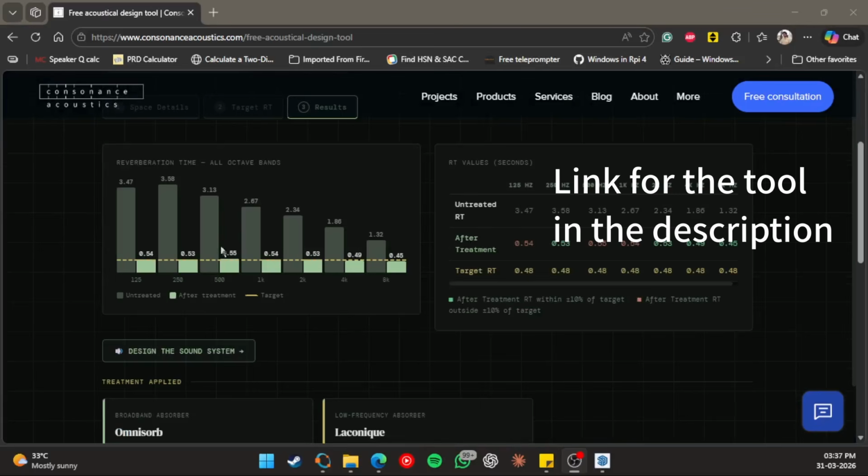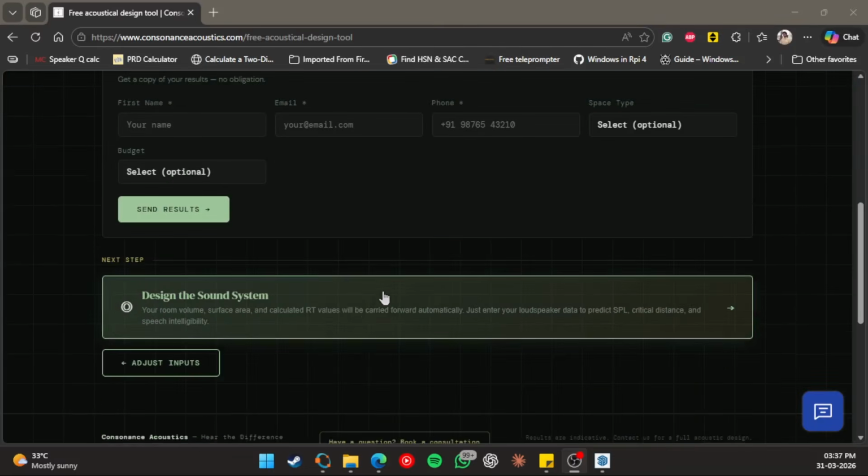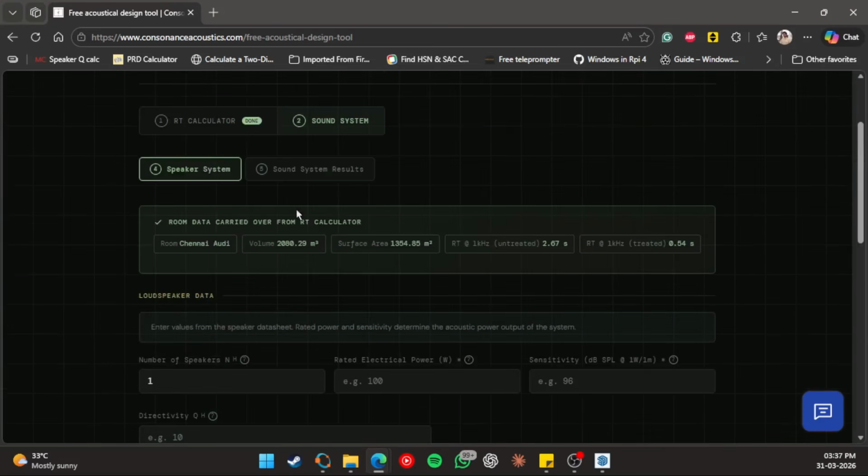We will work with an auditorium we consulted for in Chennai, Tamil Nadu. I have put in all the details for the acoustical calculations, and here is the RT that we get after applying the treatment. Once you have the RT, click on this button that takes you to the audio system design step.